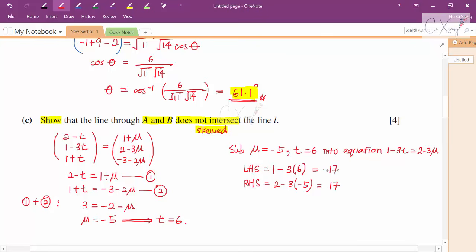From here, you can see very obviously that the values of the left hand side and the right hand side are not the same. The left hand side is not equal to the right hand side, which means that these two lines do not intersect. If they intersected, when you substitute the values into this equation, both sides should be the same. But now the values are not the same. Therefore, you can conclude that the line AB does not intersect the line L.